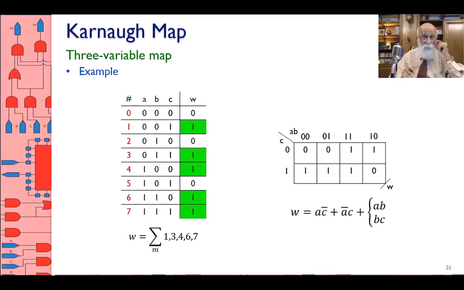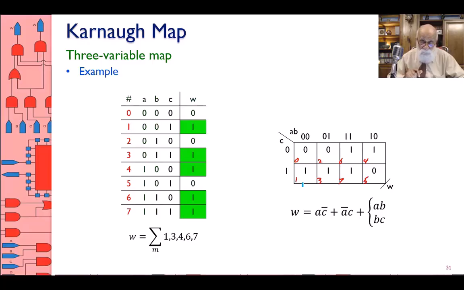Let's do another Karnaugh map. Again, I'm starting with the truth table. Little by little, I'll start dropping the truth tables. 0, 1, 2, 3, 4, 5, 6, 7. I have ones in locations 1, 3, 4, 6, 7. Look, 1, 3, 4, 6, 7. I have ones there, and therefore what I have on the right is a Karnaugh map that corresponds to the truth table on the left.